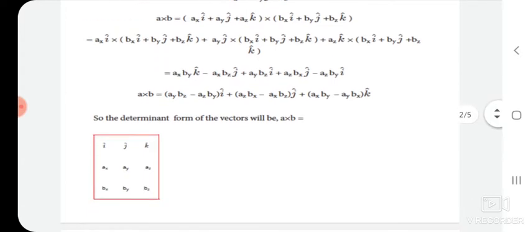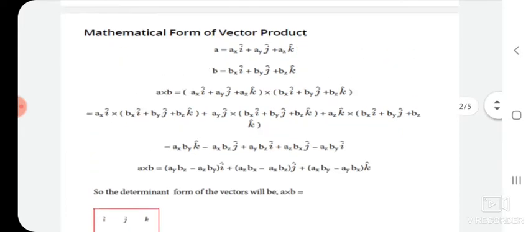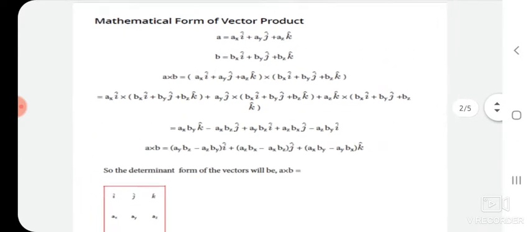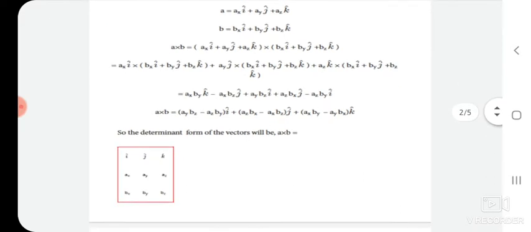We can rewrite this A cross B in terms of a determinant, that is A cross B is equal to the determinant of i, j, k; Ax, Ay, Az; Bx, By, Bz. If we solve this determinant, we get (Ay Bz minus Az By) i-cap plus (Az Bx minus Ax Bz) j-cap plus (Ax By minus Ay Bx) k-cap. In this way we can solve the cross product of two vectors using a determinant.